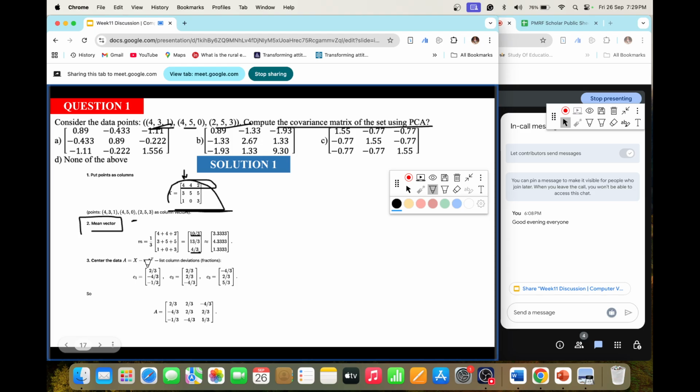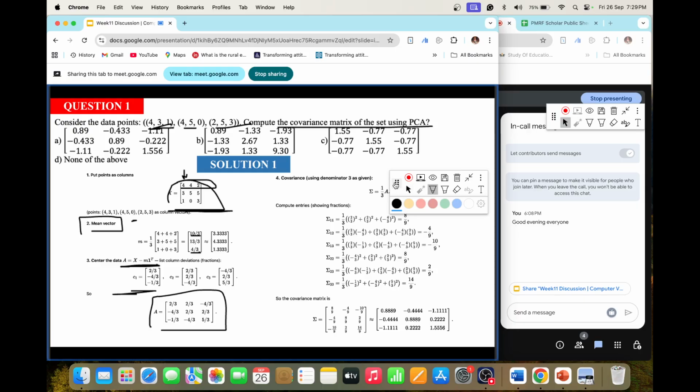Once you got the mean, you have to center the data. That is nothing but for each data point you subtract this mean. So 4, 3, 1, you subtract 10 by 3, 13 by 3, and 4 by 3. By this you can get the centered matrix. Once you got that centered matrix, it is very easy.